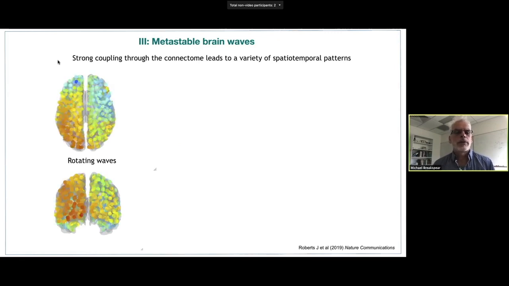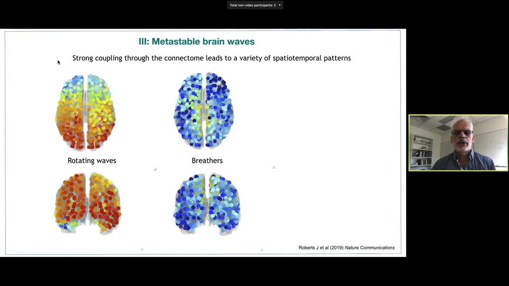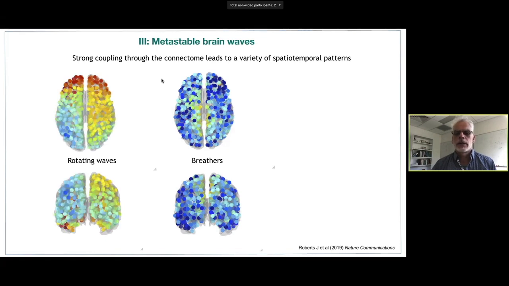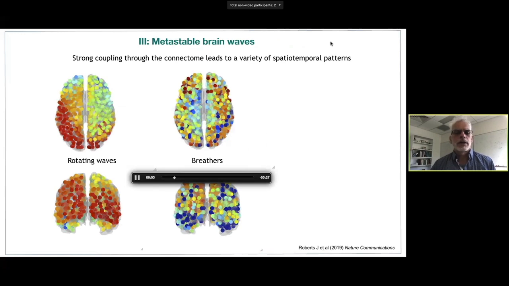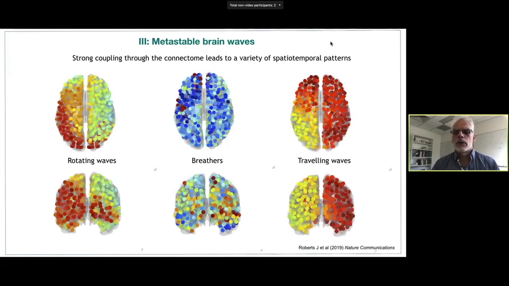Well, almost inevitably, after a few seconds, the states of these parcels evolve towards these attractive large-scale whole brain patterns. Here we see rotating waves from a different set of states. Here we see something called breathers. And from different initial states, we see another type of wave pattern called a traveling wave.